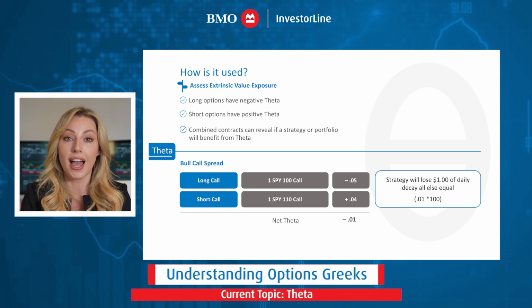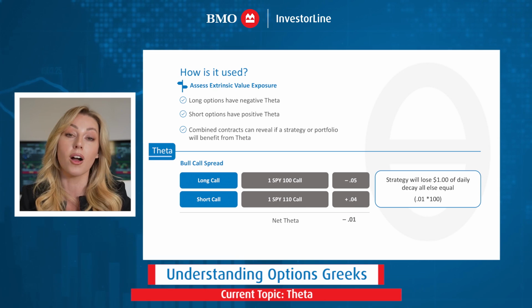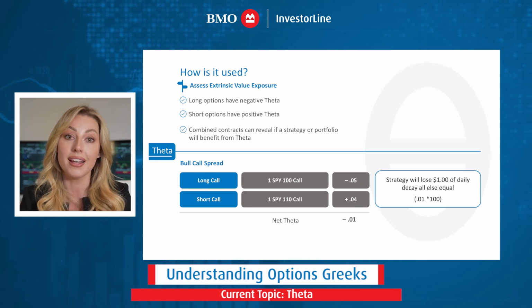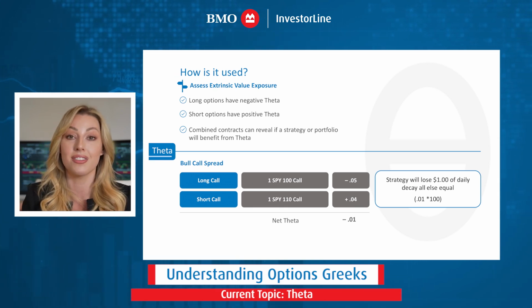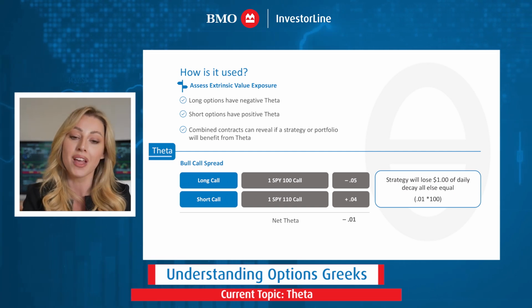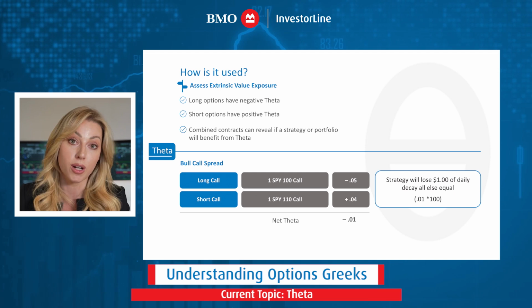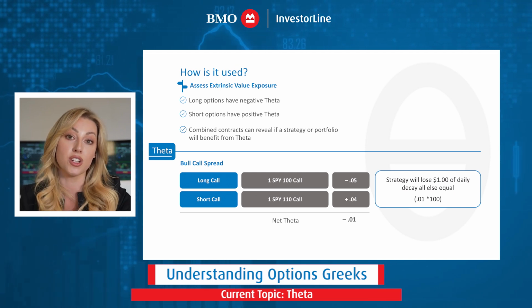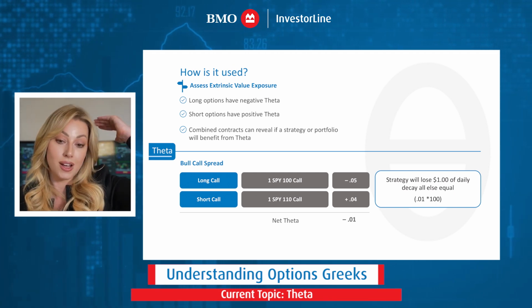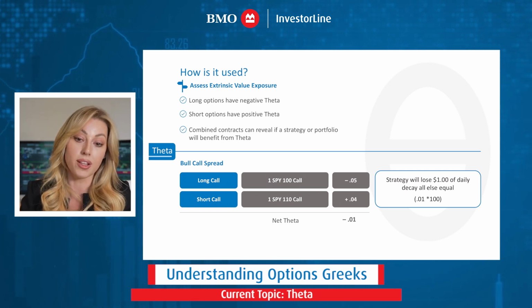So if we're looking at, for example purposes only, a bull call spread, which caps our upwards potential, but it contains a positive and a negative theta example. So this is purely for analysis and understanding, right? If we have a long call with the one SPY, so the right to buy at 100, and then we create an obligation to sell at 110 by selling a call, we know that that is a bullish strategy.